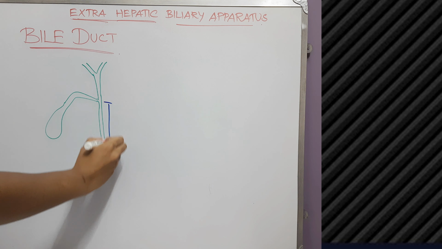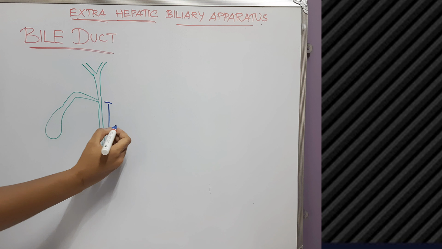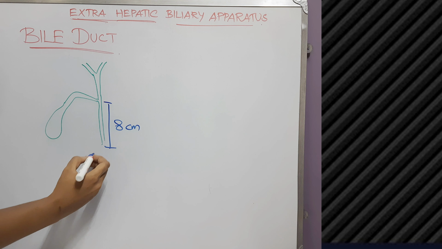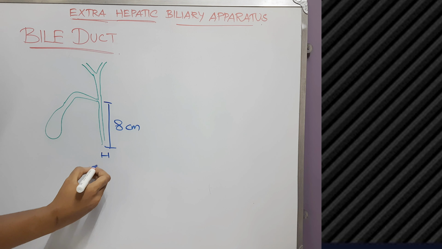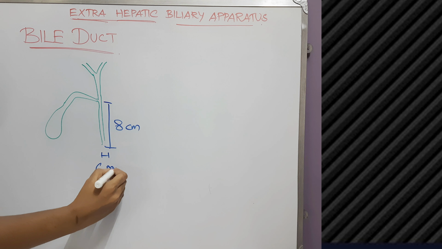Next, let's see about bile duct. The length of the bile duct is about 8 centimeters and the diameter of the bile duct is about 6 millimeters.